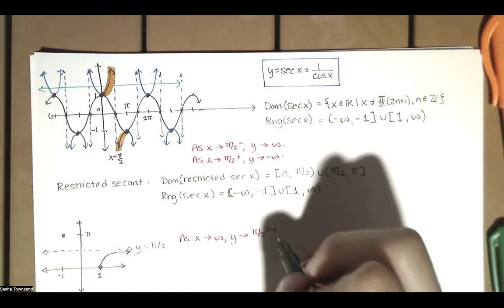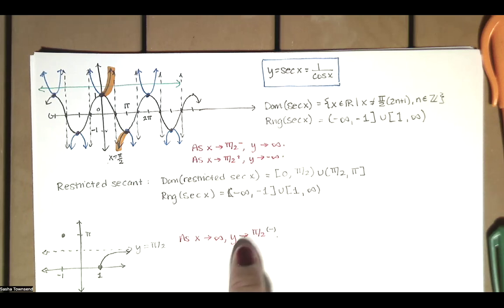So I'm going to put a little negative sign there, but usually when we're talking about the function value, we don't really talk about approaching from the left or the right. Although we can think about it in pretty much the same way that we think about approaching x from values that are slightly larger or slightly smaller. We're approaching pi over 2 from values that are slightly smaller.